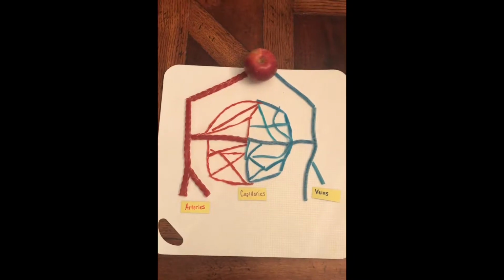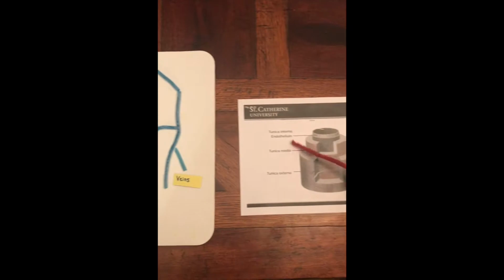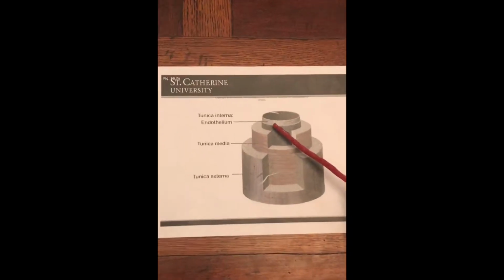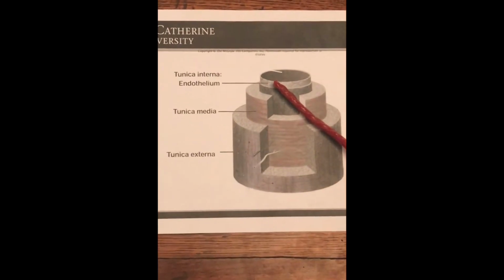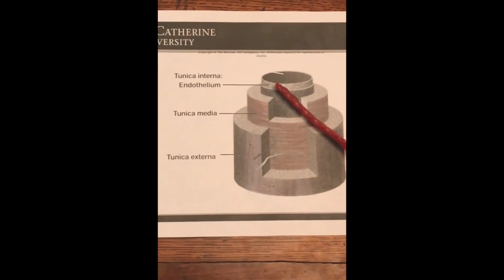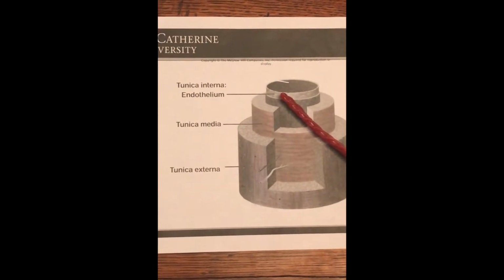The walls of the arteries and the veins are composed of three layers called tunics. Here's the tunica interna. This lines the inside of the vessel and is exposed to the blood. It consists of simple squamous epithelium, and it's called the endothelium.